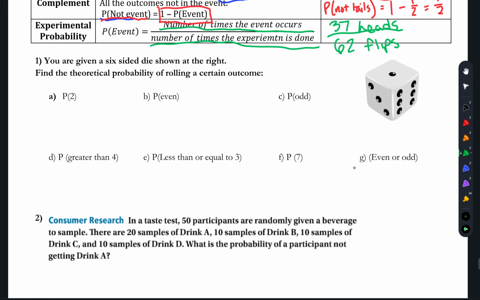I'm going to need a little bit of help here. Hopefully we know what a die looks like, right? There's 6 sides on a die. So let's talk about the probability of all of these different events.